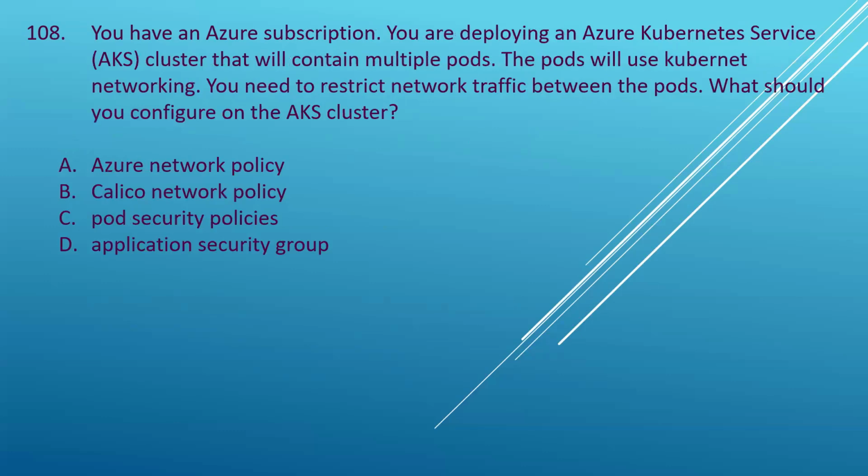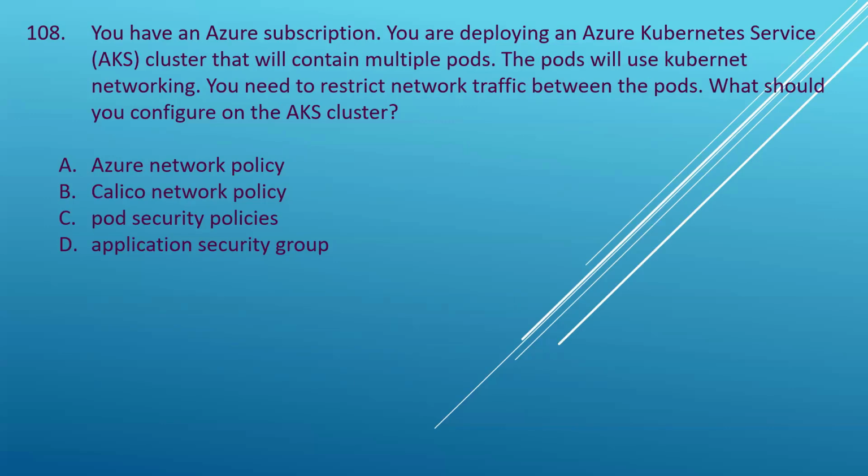You have an Azure subscription. You are deploying an Azure Kubernetes service AKS cluster that will contain multiple pods. The pods will use Kubernetes networking. You need to restrict network traffic between the pods. What should you configure on the AKS cluster? Your options are Azure Network Policy, Calico Network Policy, Pod Security Policies, Application Security Group.